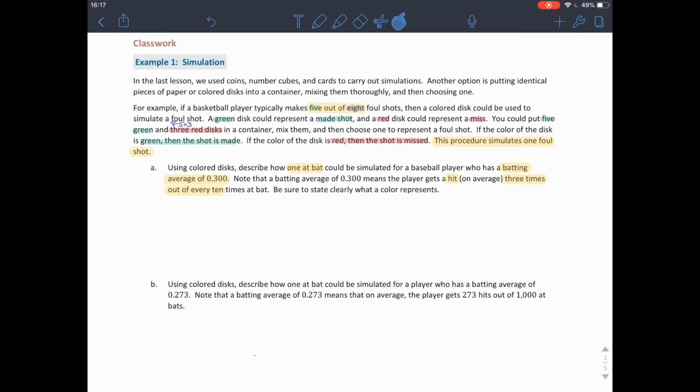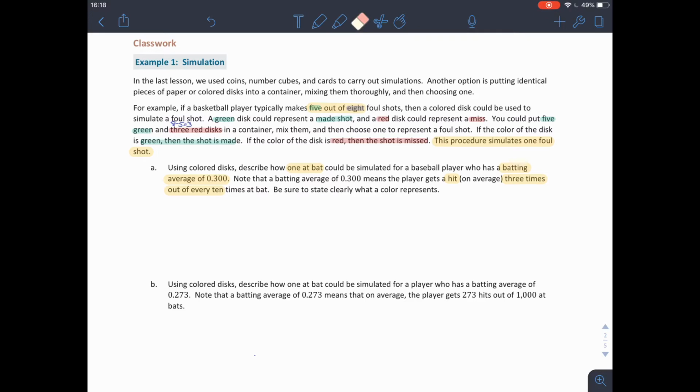So if we use colored discs, let's try to do something like that, but instead of doing it for the basketball player making their foul shots, we're going to use it to describe how one at bat could be simulated for a baseball player who has a batting average of 0.300. So that means getting a hit 3 times out of every 10. We could actually just read that as 3/10. So you can pause the video here and try to write what colors you think we should use and what would be represented by those colors.